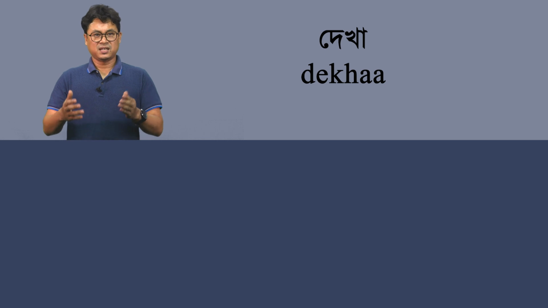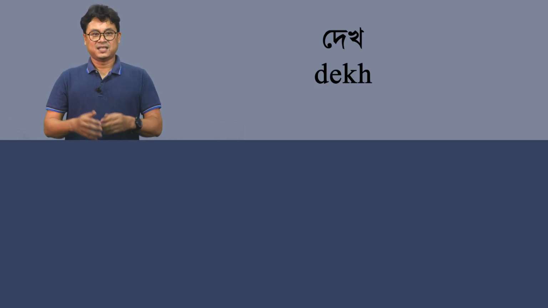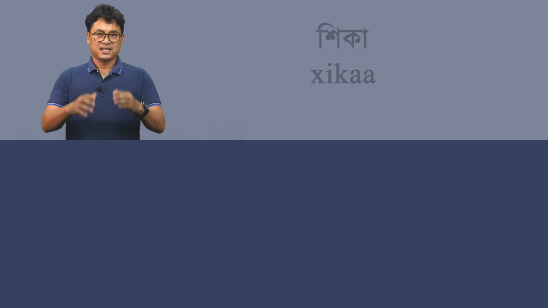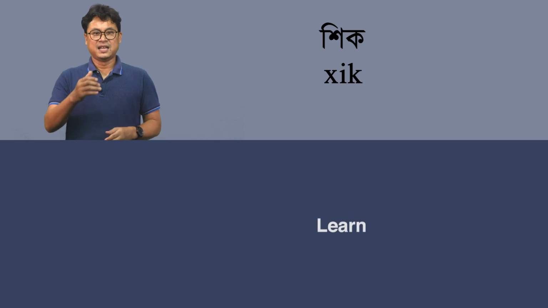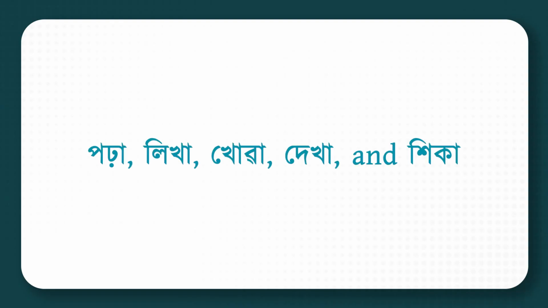Dekha, meaning seeing, from the verb dekh, which means see. And hika, meaning learning, from the verb hik, which means learn. Now let's use the noun and adjective forms of verbs, that is porha, likha, khua, dekha and hika.